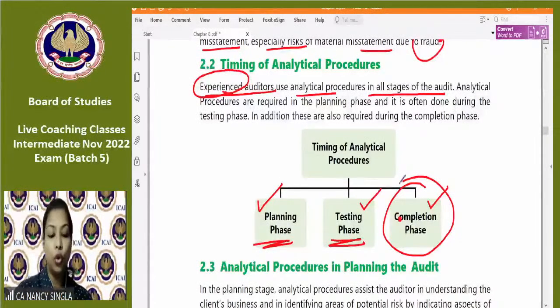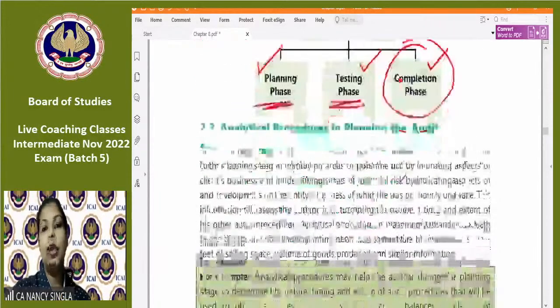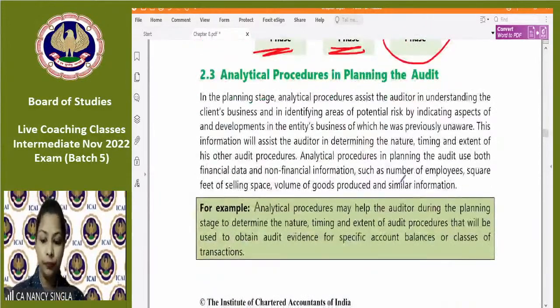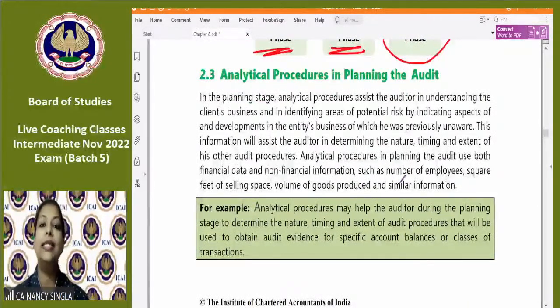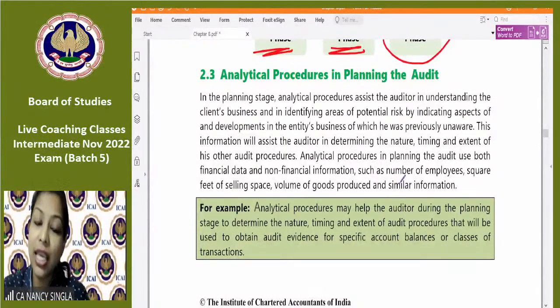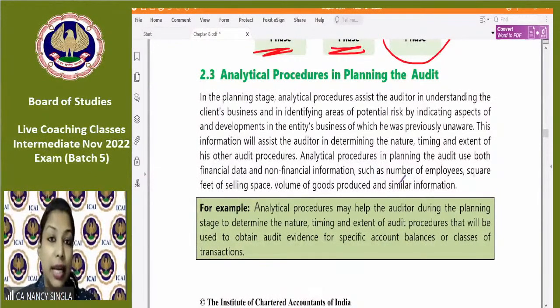Okay, so at the planning stage, when the auditor is using analytical procedures, what is the auditor basically doing? See, at the planning phase, the auditor is understanding the entity. He's trying to obtain an understanding of the client's business, and he wants to identify the potential risks that are associated with his client. Potential is what? Likely risks. Okay? How will analytical procedures help there?